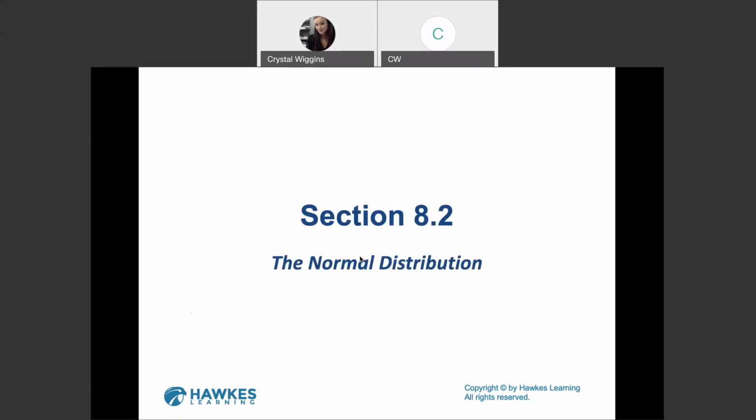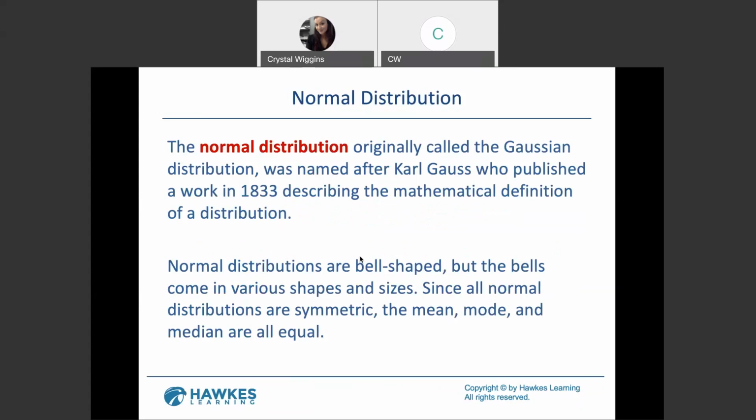Okay, now let's talk about the normal distribution, and the normal distribution is not uniform. So that means the heights can vary from one point in the graph to the next. The normal distribution, originally called the Gaussian distribution, was named after Carl Gauss, who published a work in 1833 describing the mathematical definition of a distribution. Gauss has done a lot of work in the mathematics world, and he has many theorems and many contributions to mathematics as a whole. So this normal distribution curve is just one of many of his works.